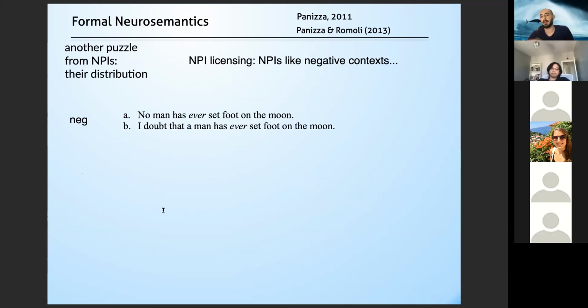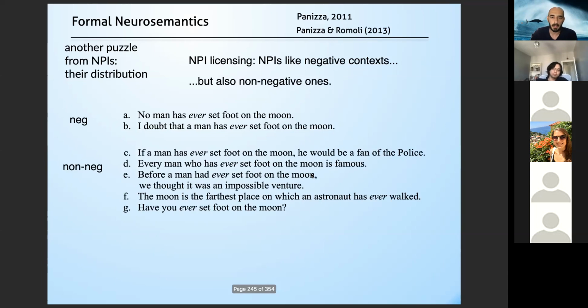There is another puzzle about that, and that comes from what has been called Ladusaw's generalization. So the idea is that NPIs do not only occur under negation, but also in other contexts, like, for instance, covert negative contexts, like "doubt," right? That doesn't have any explicit negation, but it is a sort of negative verb. So, "I doubt that a man has ever set foot on the moon." Fine. "No man has ever set foot on the moon."